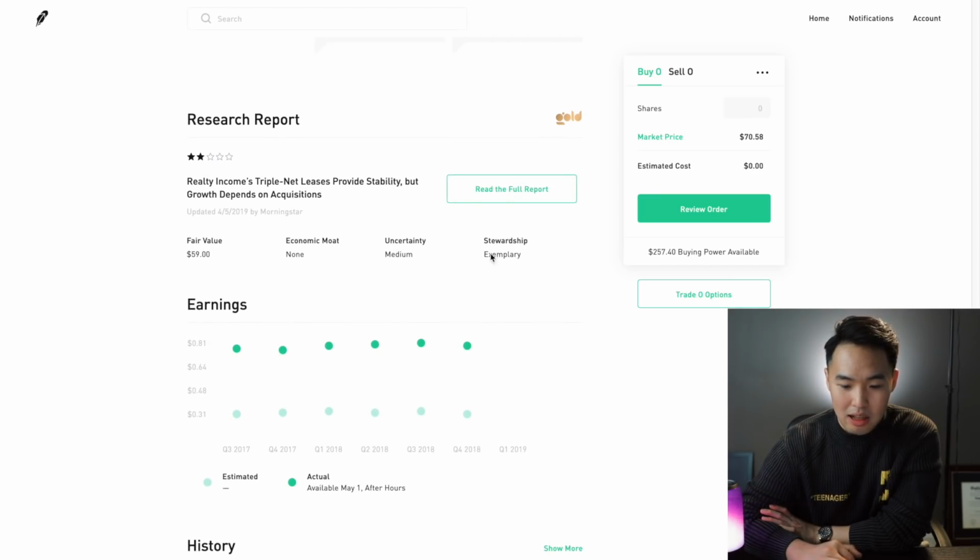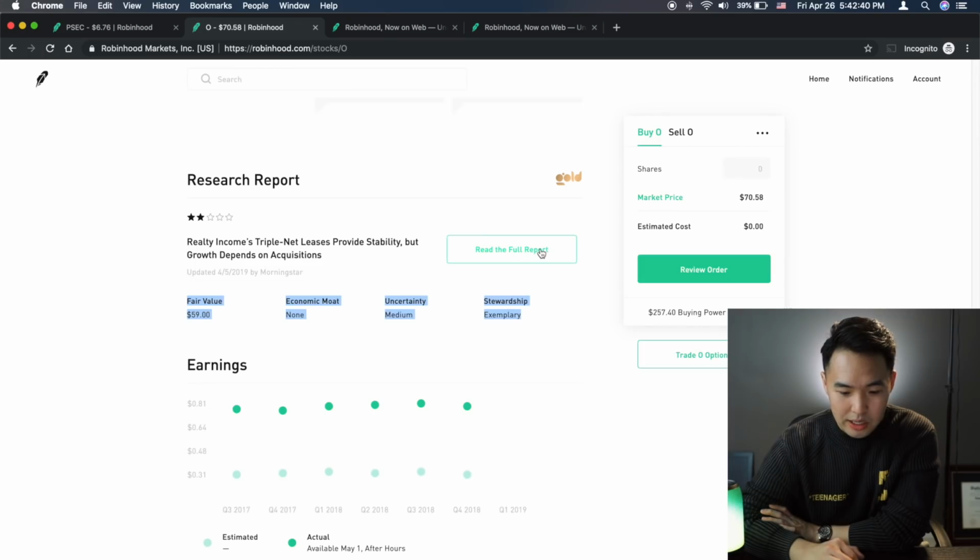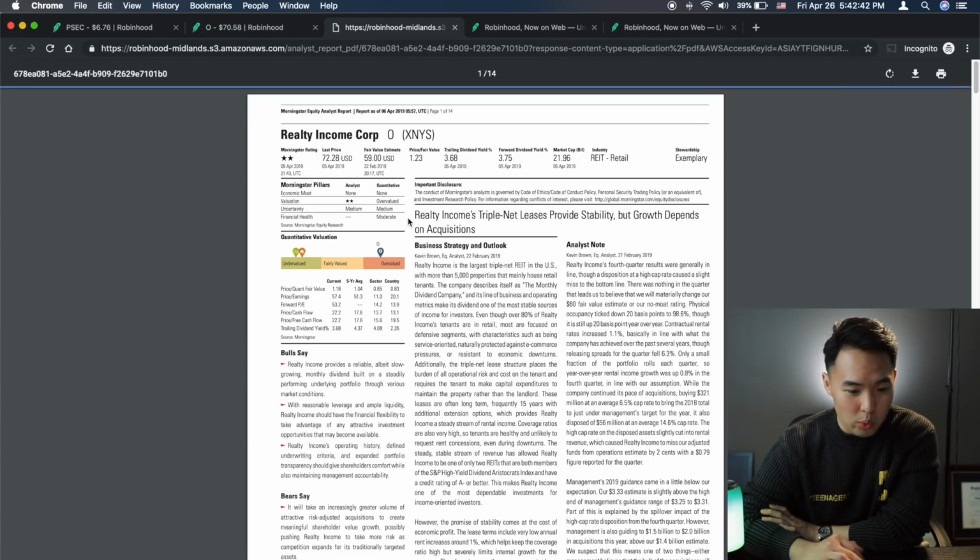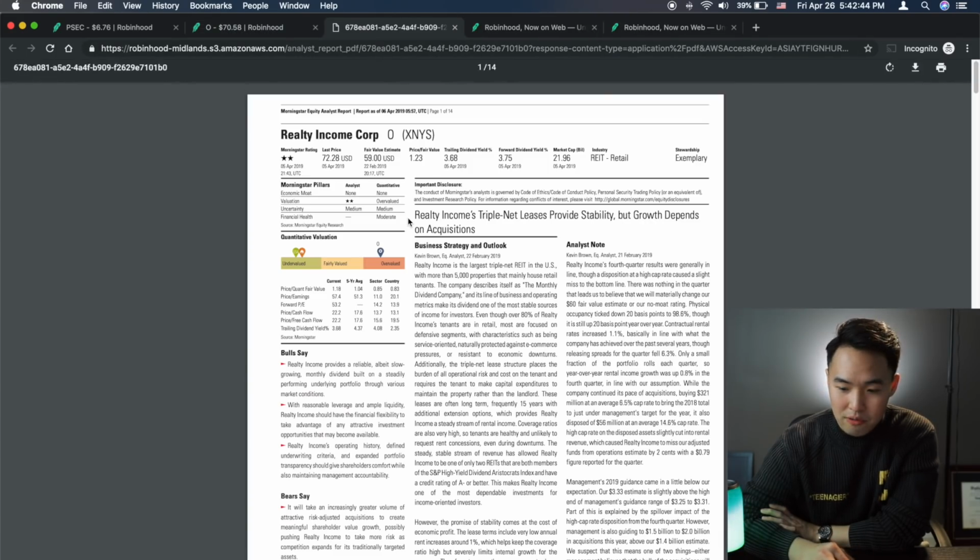So if you have the Robinhood Gold, you can see that there's a research report, and this company Morningstar, they do all the reports. They're a really great company, and you can see that they give you a fair price. And if we click the read the full report, we can go into a lot more information.